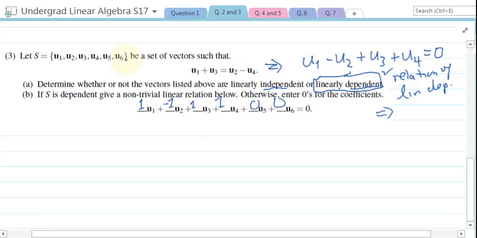Linear dependence is a property of the set. If I have any kind of relation of linear dependence, the set is linearly dependent. You don't talk about individual vectors being linearly dependent. You talk about a set of vectors being linearly dependent. Okay, so in this case, here's a non-trivial relation that relates the different vectors.